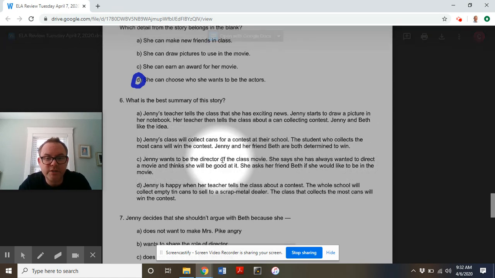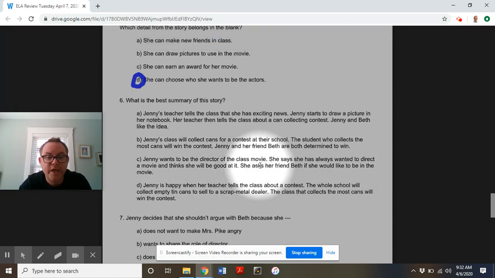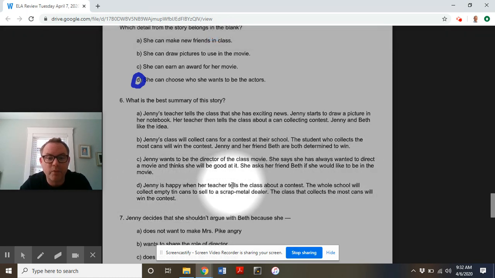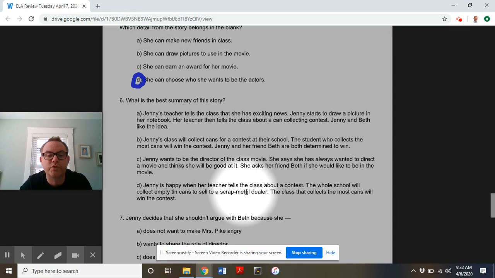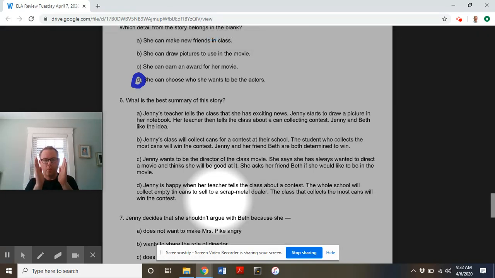C. Jenny wants to be the director of the class movie. She says she has always wanted to direct a movie and thinks she will be good at it. She asks her friend Beth if she would like to be in the movie. Or is it D? Jenny is happy when her teacher tells the class about a contest. The whole school will collect empty tin cans to sell to a scrap metal dealer. The class that collects the most cans will win the contest. One of those is the best summary.